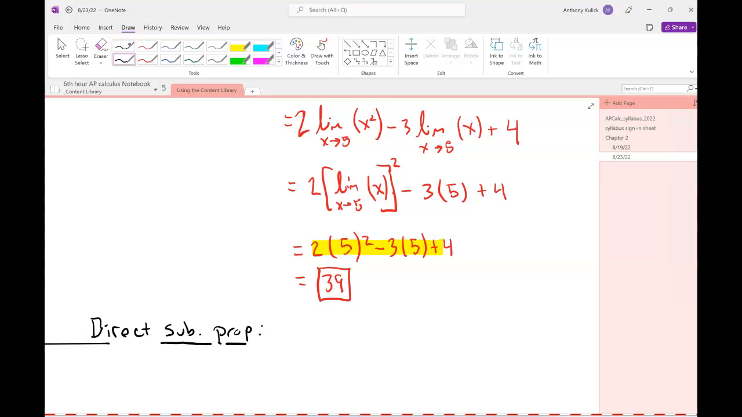Ugh, come on. Why is this being so difficult?